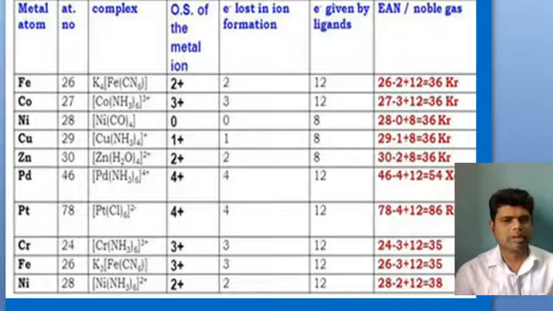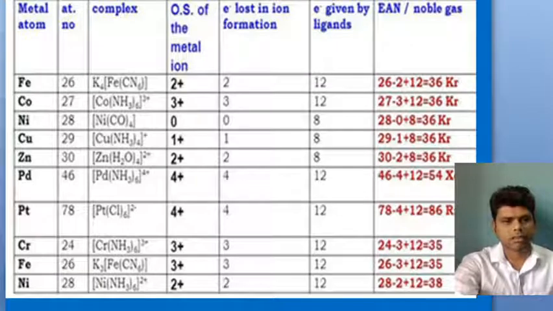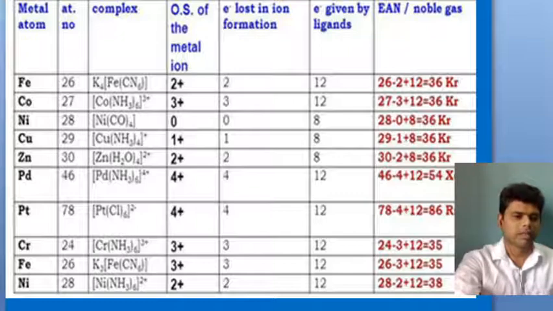K4[Fe(CN)6]. The oxidation state of the metal ion is +2, the first one. So the number of electrons lost in ion formation is 2. Electrons given by ligands is 12: 6 ligands are there, 6 into 2 is 12. To attain noble gas configuration, how to calculate it? Iron atomic number 26 minus oxidation state 2 plus 2 into 6, that is 12, making it 36. So it attained krypton configuration. Therefore you can say it is stable, EAN is followed and it follows Sidgwick's theory.